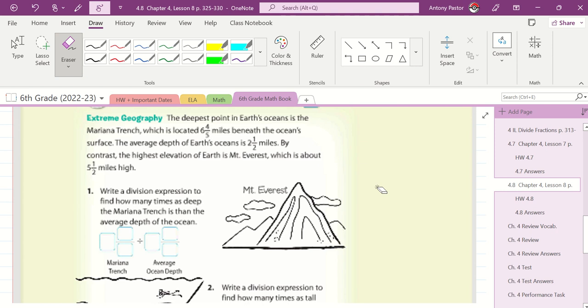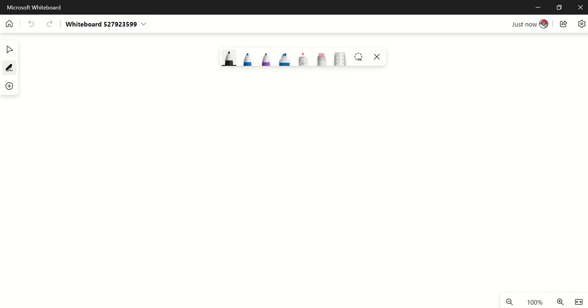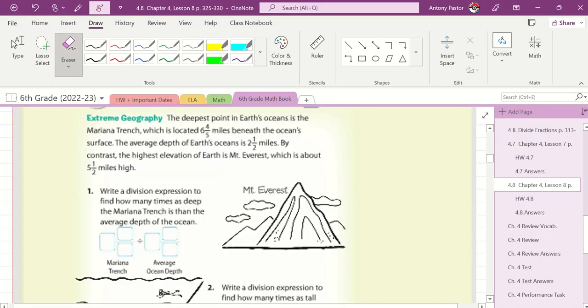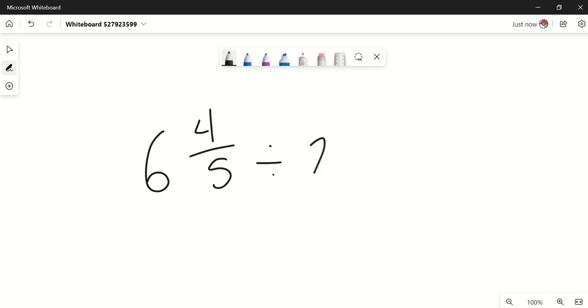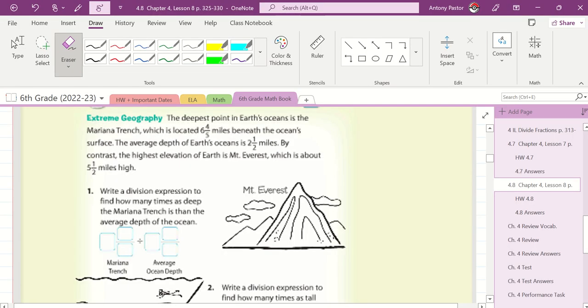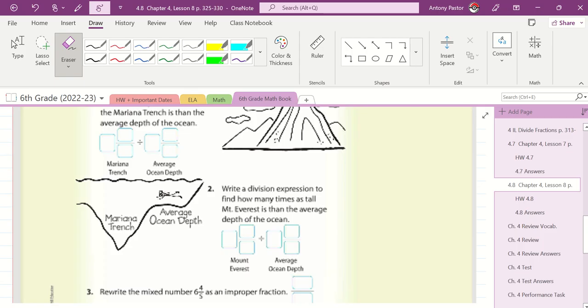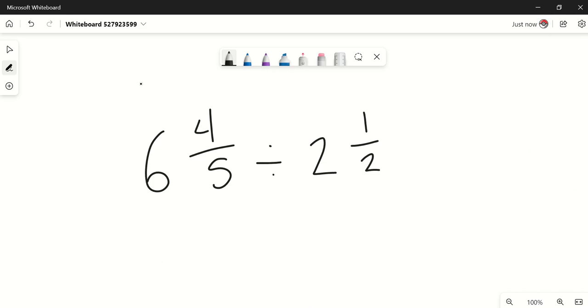So, Mariana Trench was 6 4/5 miles beneath the ocean's surface. I'm going to go ahead and write this on my digital whiteboard. So it's 6 4/5 divided by the average oceans, which is 2.5 miles. They want us to find out how many times deeper is the Mariana Trench than the average depth of the ocean. So we're going to go ahead and divide 6 4/5, which represents the Mariana Trench's depth, by the average ocean depth, which is 2.5. And remember, this is in miles, so we're going to put miles back at the end in our answer.